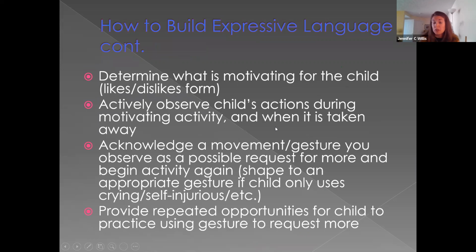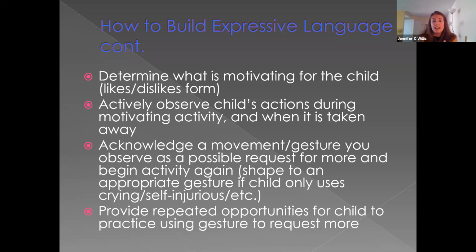We talked about determining what's motivating for them. Again, they're going to communicate about what's most motivating to them that they want to get or to tell us. And those are the things from that, hopefully, likes and dislikes form, figuring out what's most motivating for the child, and then making object cues or tangible symbols for those things to help them have a way to express that they would like to do those.